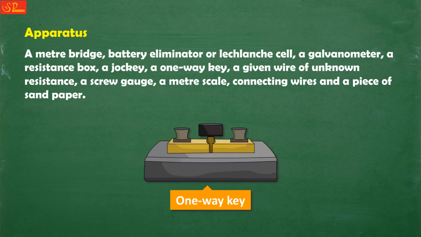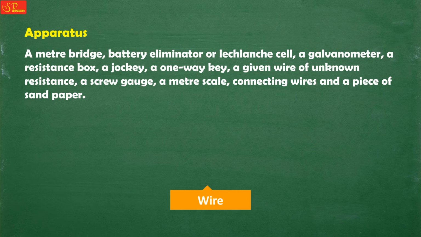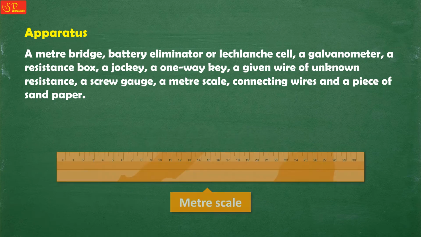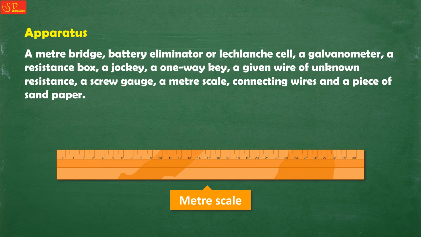a one-way key, a given wire of unknown resistance, a screw gauge, a meter scale, connecting wires and a piece of sandpaper. Theory: A. Meter bridge.